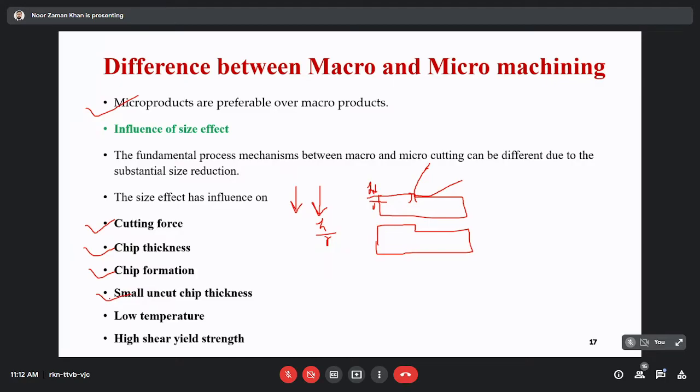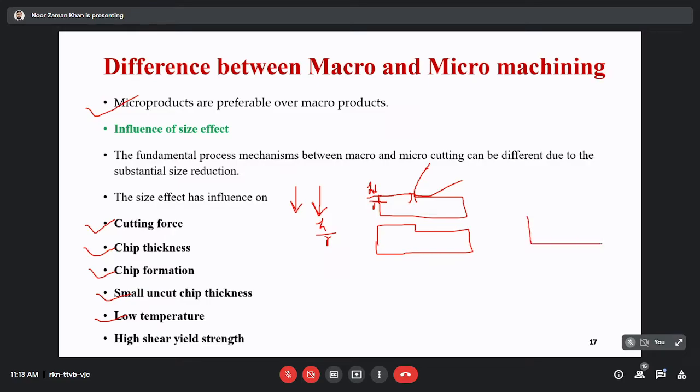If the uncut chip thickness is very small, it will lead to low cutting temperature. जब uncut chip thickness small होगा तो low temperature will generate. With a large depth of cut, the temperature will be high. Rise in temperature is advantageous for reducing the applied load due to softening of the workpiece. Macro machining में advantage होता है.